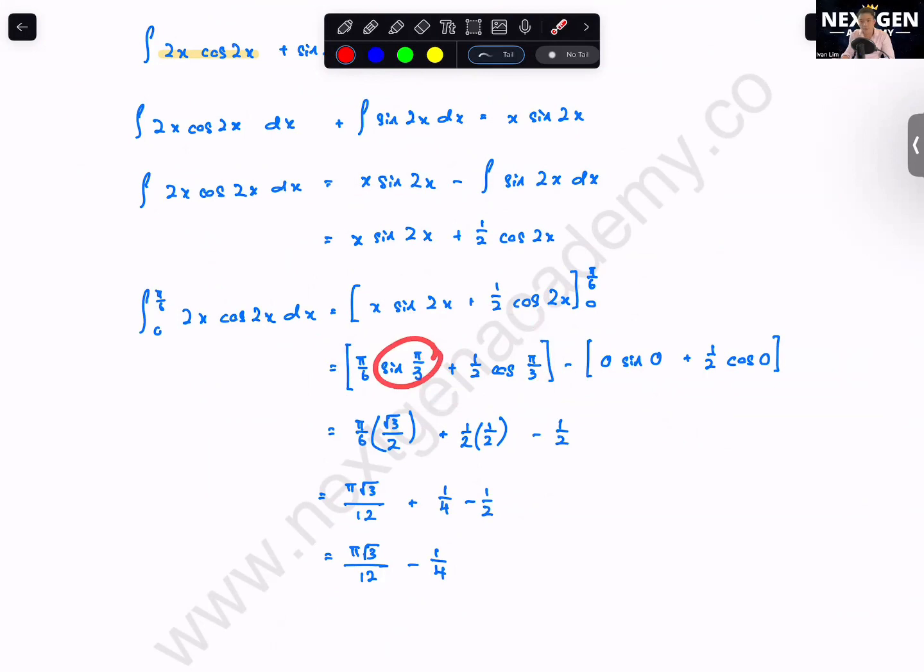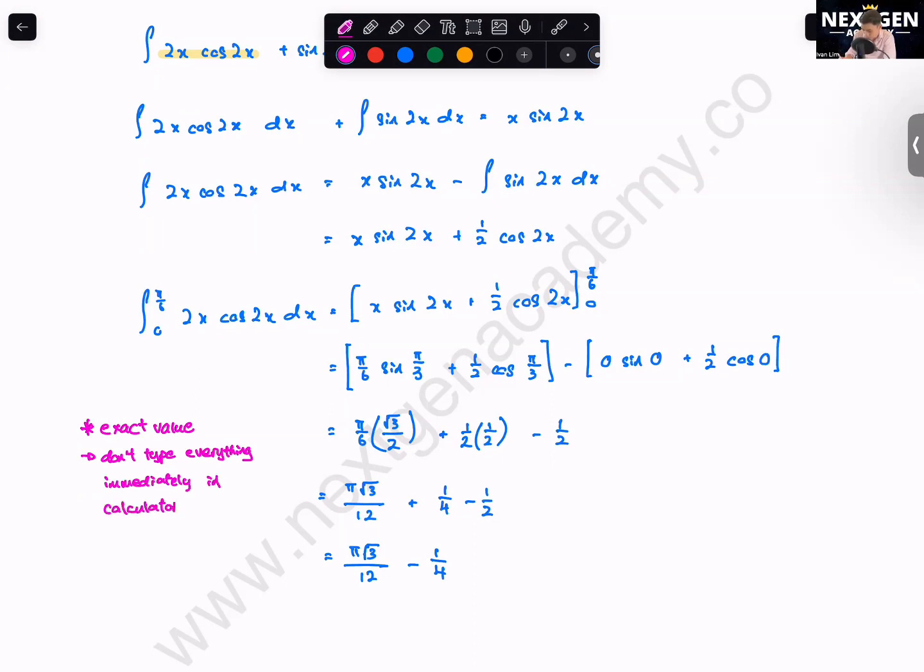You all type sine pi over 3. It needs to be in radian mode first. What do you get? You get root 3 over 2, right? This is how you get it. So this is something to take note of. For exact value, don't type everything immediately into the calculator. Break it down part by part, because the calculator cannot process the value, especially when there is another pi there.